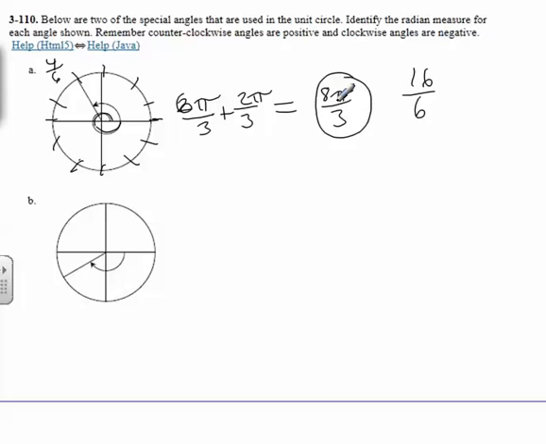Yep, it sure is. Okay, now this one we're going backwards, so it's going to be a negative. And this to me looks like it's not exactly in the middle, so it's going to be one of the thirds, or one of the sixths. So I'm going to count backwards to 6. 1/6, 2/6, 3/6, 4/6, 5/6. So negative 5/6 pi.